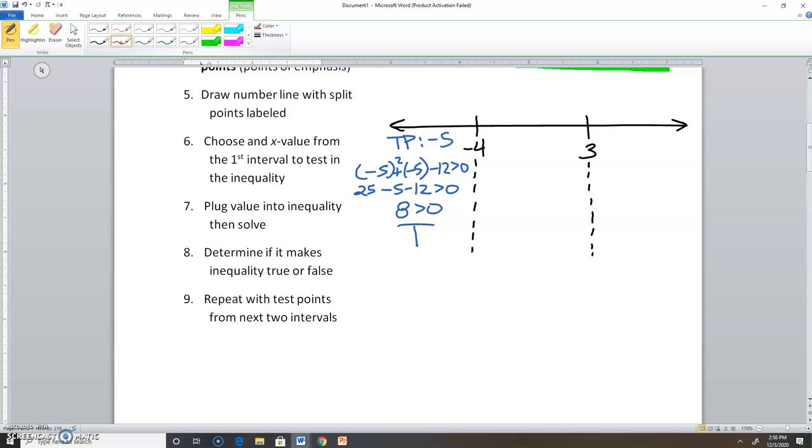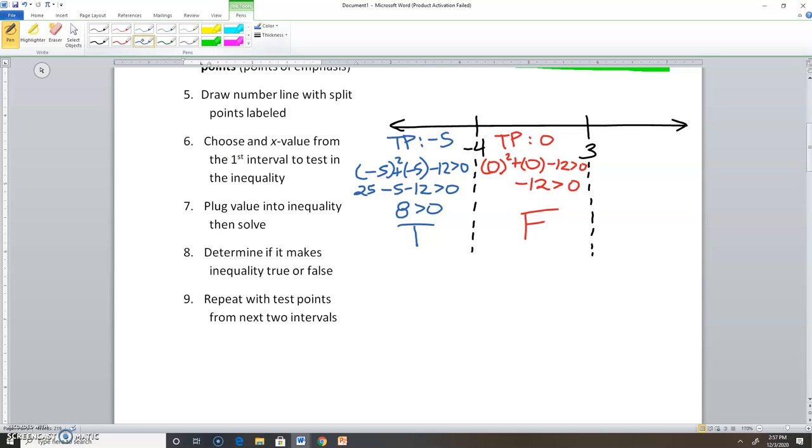What's the best number to pick between negative 4 and 3? 0. Good. 0 would be the correct one. Okay? Because it's going to be real easy to find. 0 squared plus 0 minus 12 greater than 0. All those zeros go away. You get negative 12 is greater than 0, which is false. That means that that parabola is below. It is not above in that section, which is good. That's what we wanted it to be.